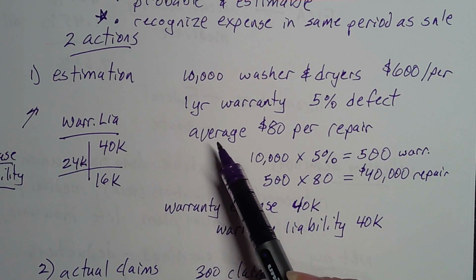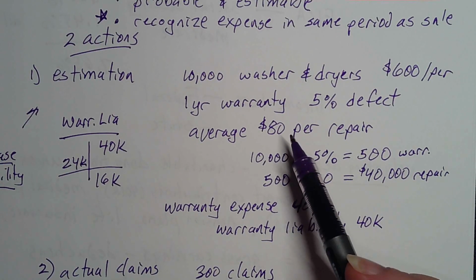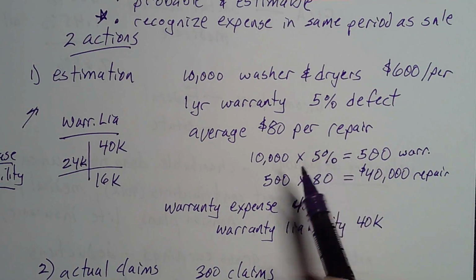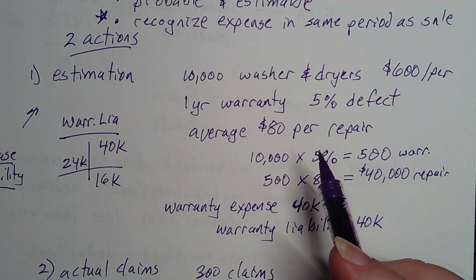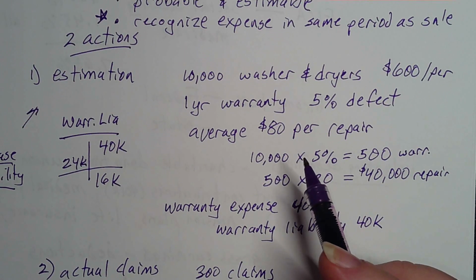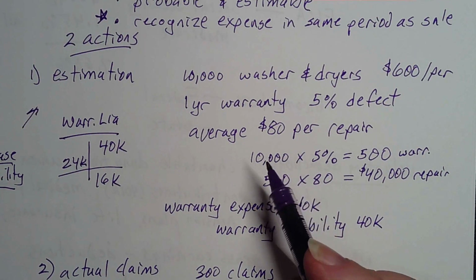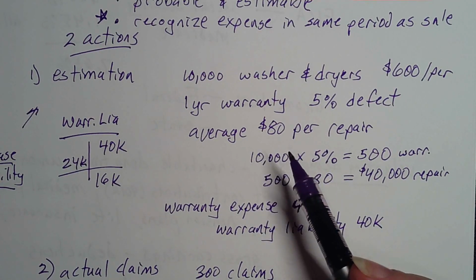And let's say in the past, we realized that when they bring in these washers and dryers, it takes us on average $80 to repair it. This is a large enough item that we would not necessarily just give them a new one. But there are a lot of warranties where when people say, oh, mine's not right, mine's broken, instead of having a repair price, we would just have a replacement price.